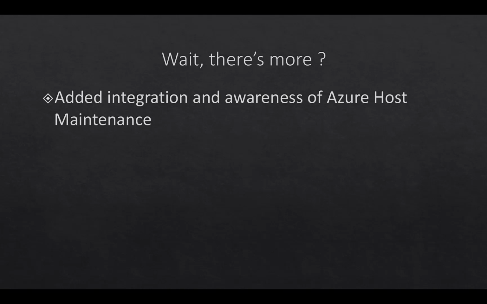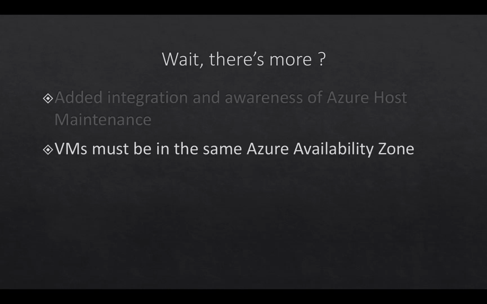So for example, if they were going to do a real quick maintenance that only takes, say, 20-30 seconds, something like that, then what the Azure team may do is simply freeze the VM. In other words, it may take hours to move everything off for a 20-second maintenance period. So they may just freeze the VMs. All the VMs must be in the same Azure availability zone.